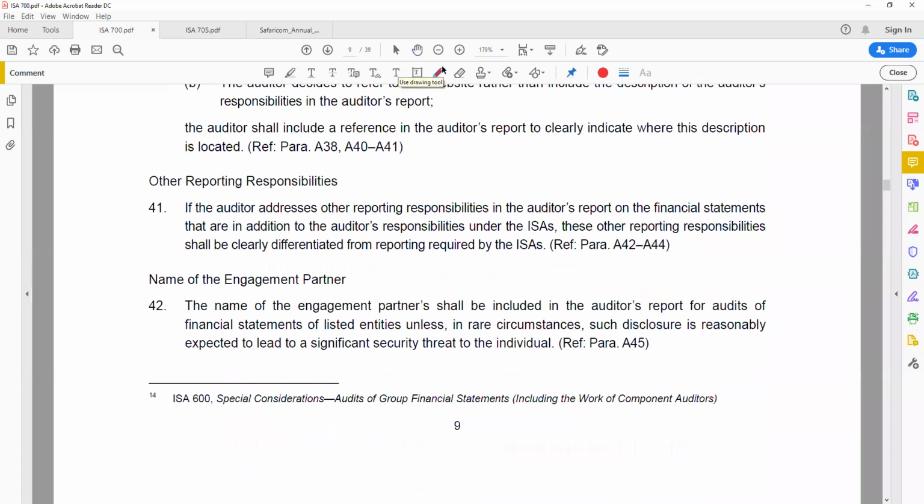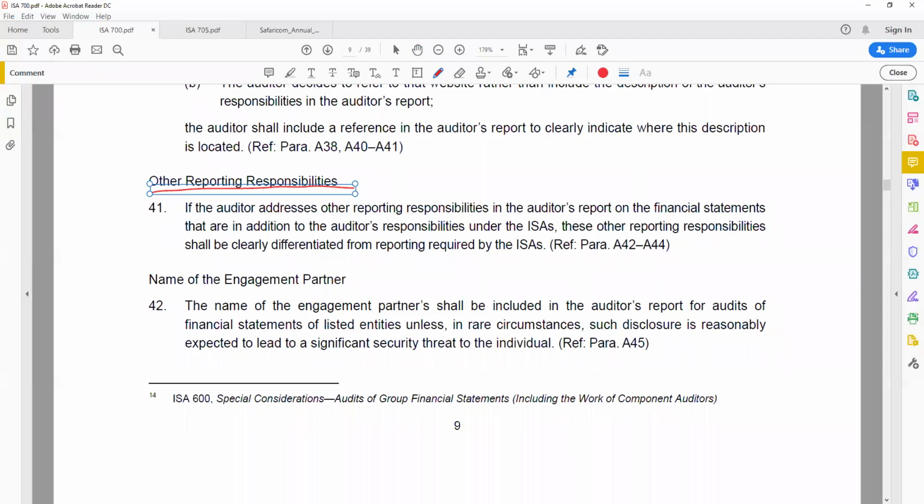Another element of the report could be other reporting responsibility. Over and above the requirement of the ISA, do you have something else that maybe the laws of Kenya require of you? For example, the Kenyan Companies Act 2015. If there's something else over and above the ISA, have you done that? So you tell the users, over and above the requirement of the ISA, the Kenyan Companies Act required of me the following: A, B, C, and D.